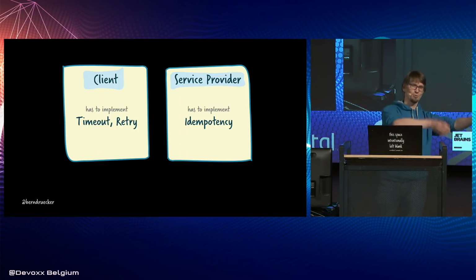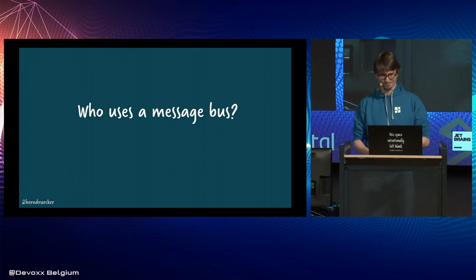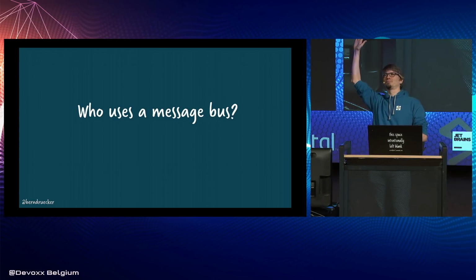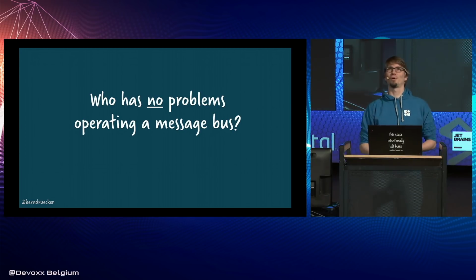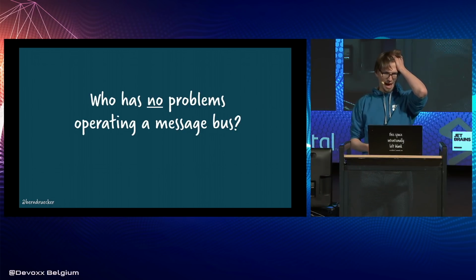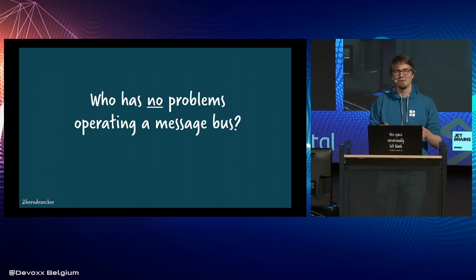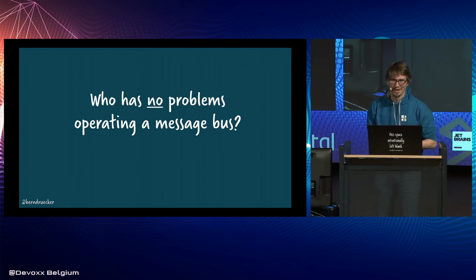Okay, so we do the retrying, we probably do the timeout. The service provider still has to be idempotent. Who uses a message bus here in the room? Keep your hands up for a second. Who has no problems operating the message bus? Nobody. Normally it's one guy. Always. I have no idea why. Probably he follows me. But the thing is, and that's surprising. I totally agree. It's safe to ask a no problem question.